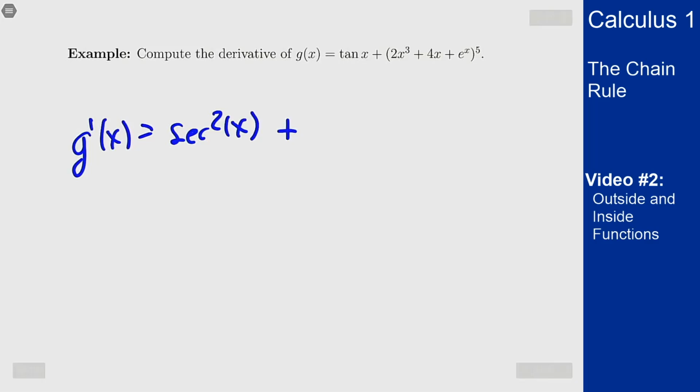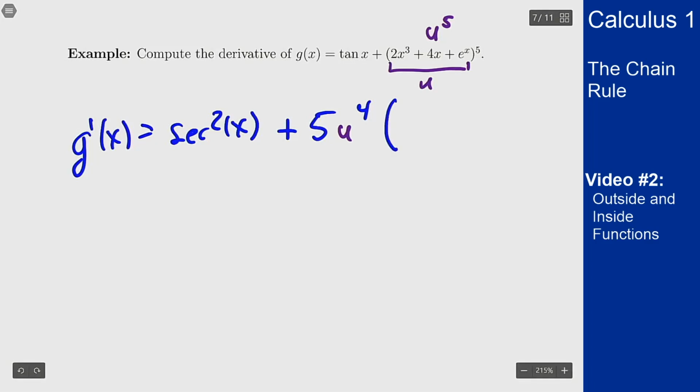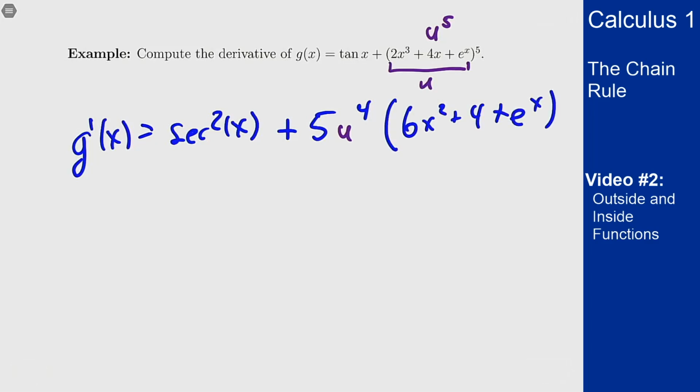So I'm going to see my outside function as a u to the fifth again. And then this right here is my inside function. This becomes u. So what's my derivative here? Well, it's going to be 5u to the fourth, differentiating u to the fifth, times the derivative of the inside, which is 6x squared plus 4 plus e to the x. And I can write this again, just plug my u in for that u, and that'll give me the answer.